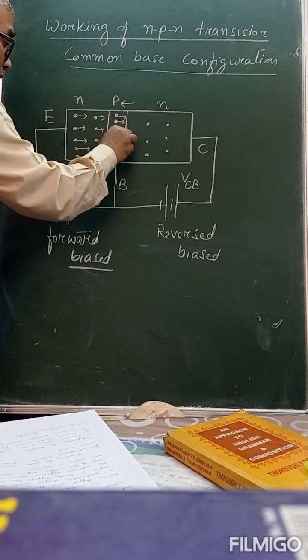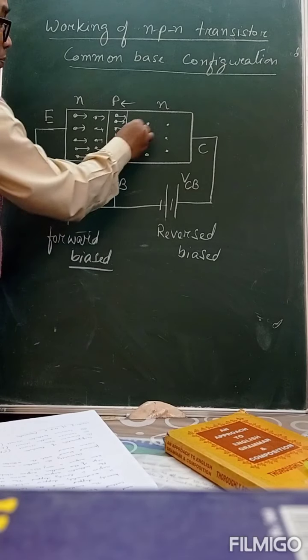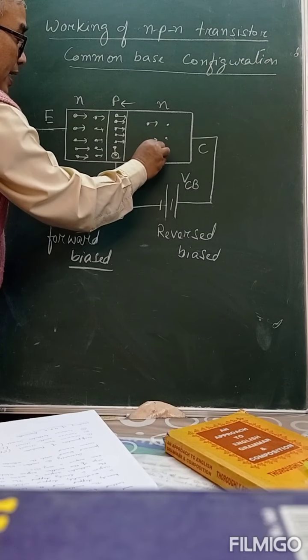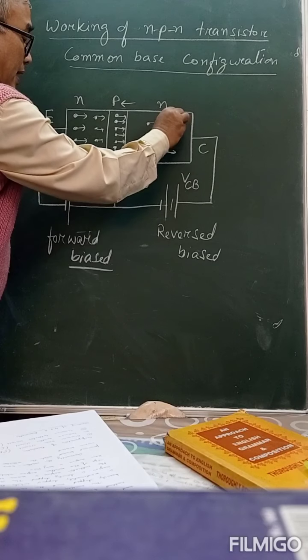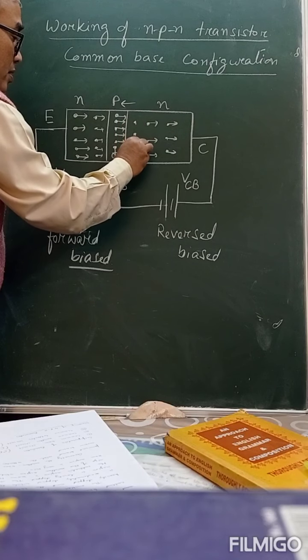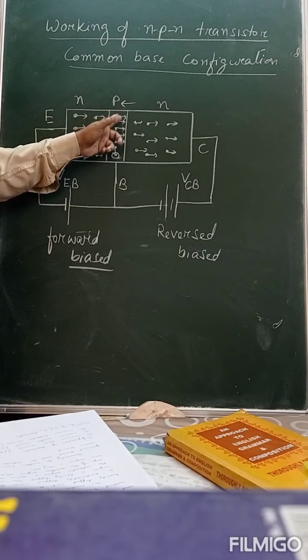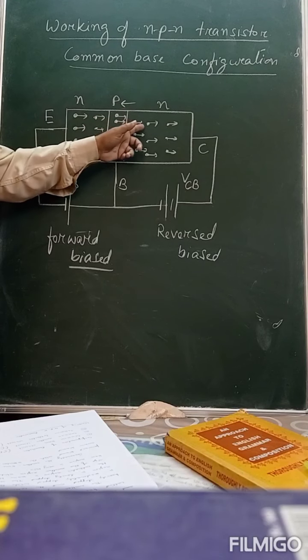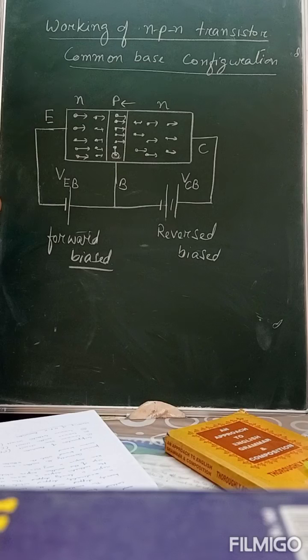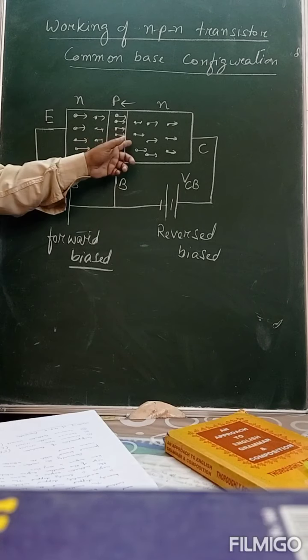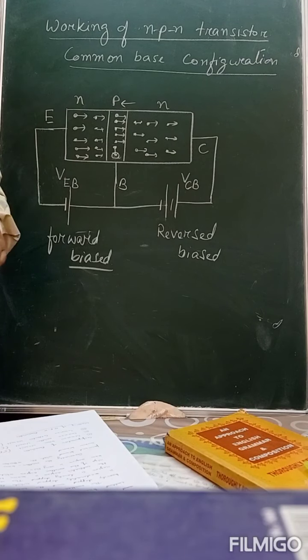will reach the n-type. They will cross the base collector junction and reach the n-type base. Sorry, n-type collector. Is it clear?